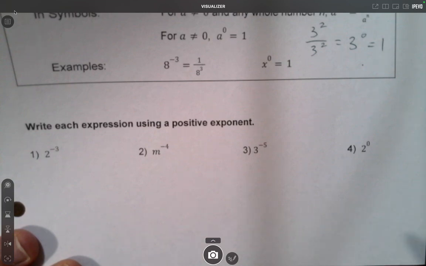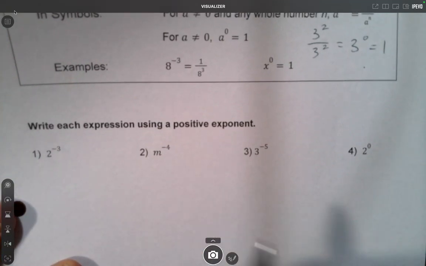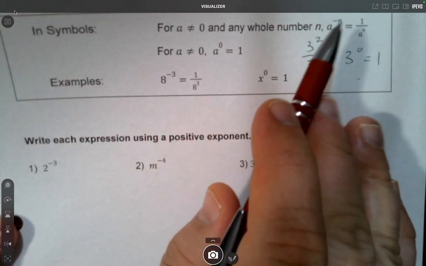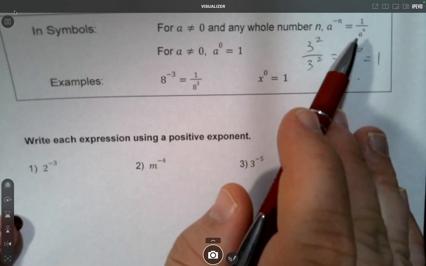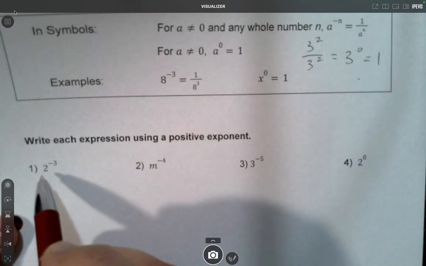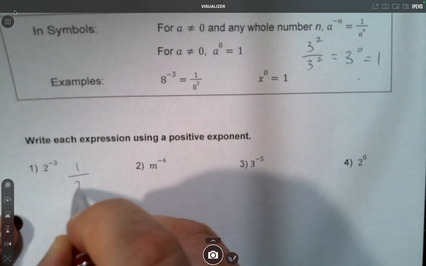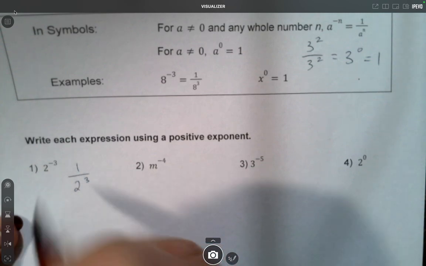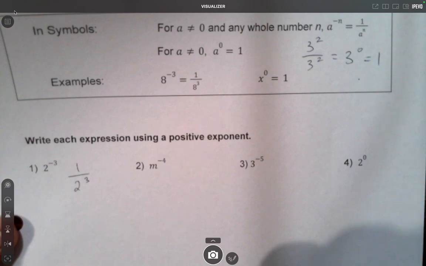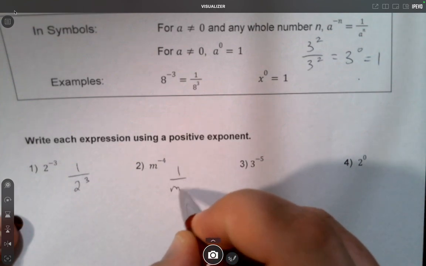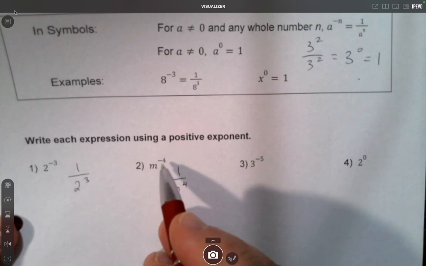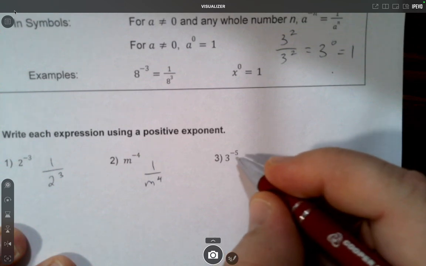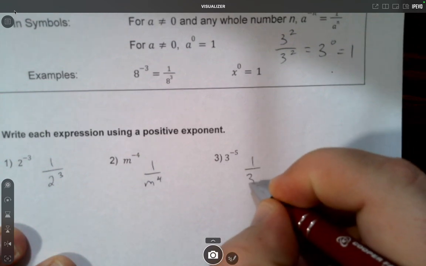So there are a few different things I want you to be able to do with negative exponents. One is just rewrite it as a positive exponent. In that case, you're just going to use this rule. The base to a negative power is the same thing as 1 over that same base to a positive power. So 2 to the negative 3 is the same thing as 1 over 2 cubed. That negative means we're dividing by 2 cubed instead of multiplying by 2 cubed. This one will be 1 over m to the fourth, because instead of multiplying by m to the fourth, we're dividing by m to the fourth. Here, 3 to the negative fifth can be rewritten as 1 over 3 to the fifth.